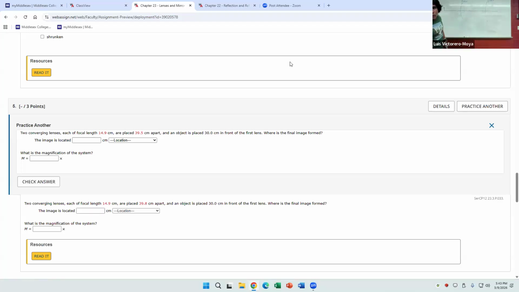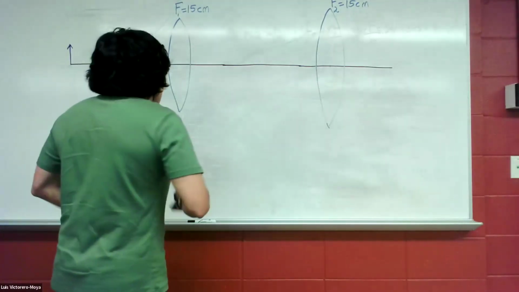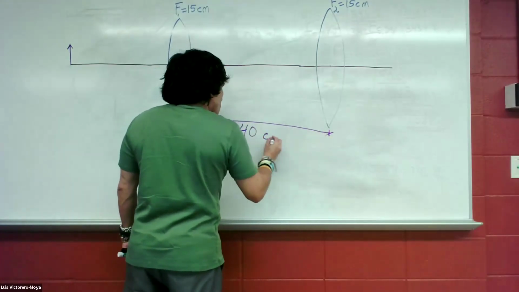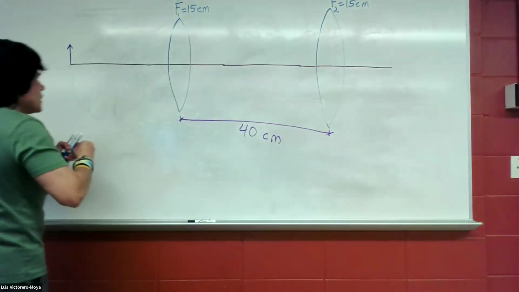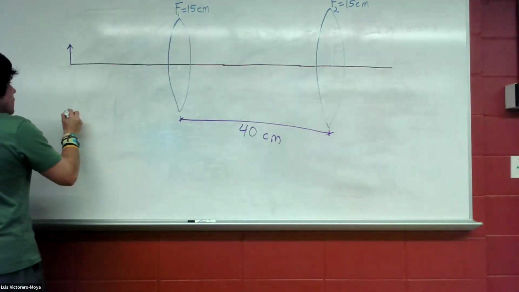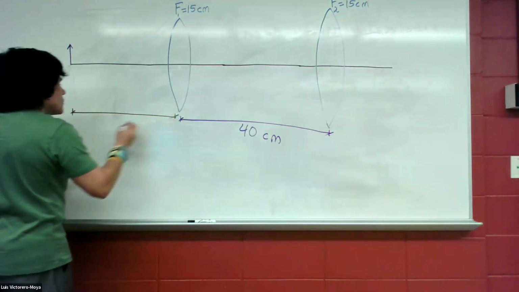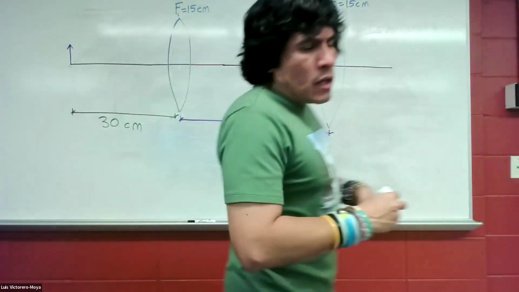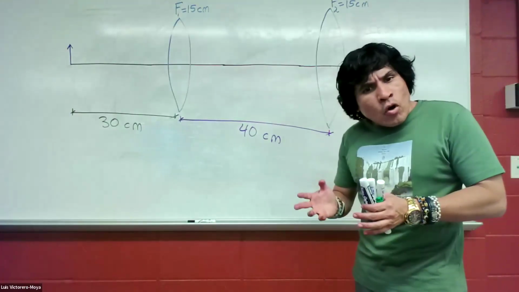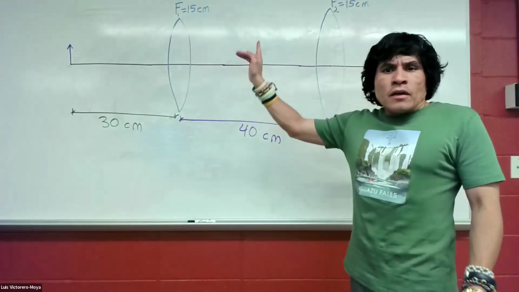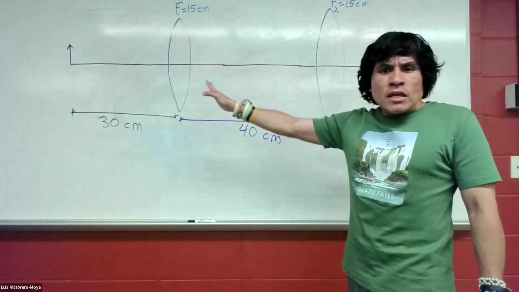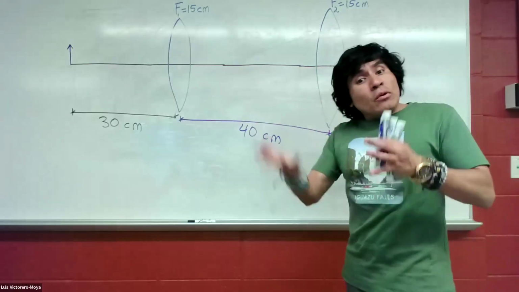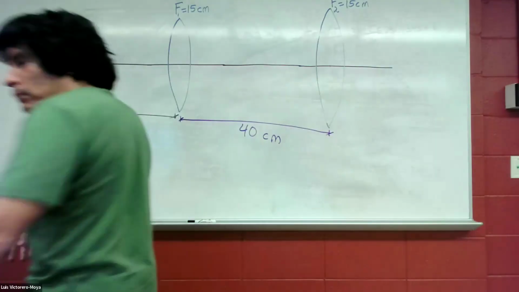You guys can see already the graph I'm doing on the board. There, this is 40 centimeters. Both are 15. And this is, of course, 30 centimeters. Where is the final image? For a combination of lenses, guys, you have to determine several values of object distances and image distances. You have a first lens, which is going to create an image here, and that image is going to be the object for the second lens. That's the key. And you can do ray tracing to visualize what's going to happen.